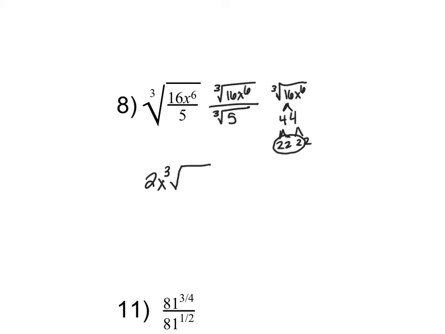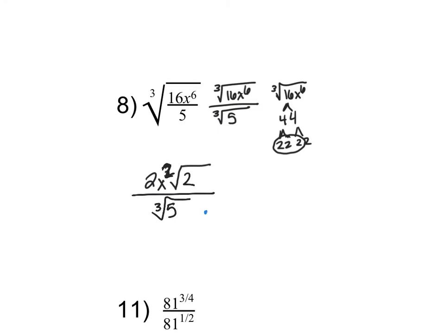Excuse me, that x is not cubed. We'll just do this. This is x squared. There we go. And then we have a 2 left inside. On the bottom, I still have the cube root of 5.